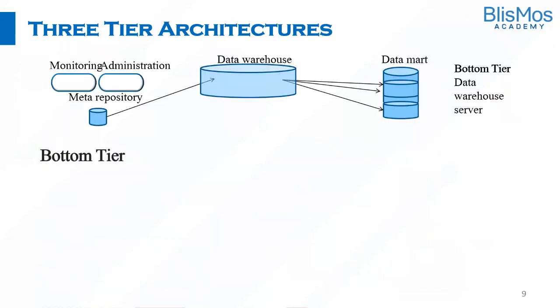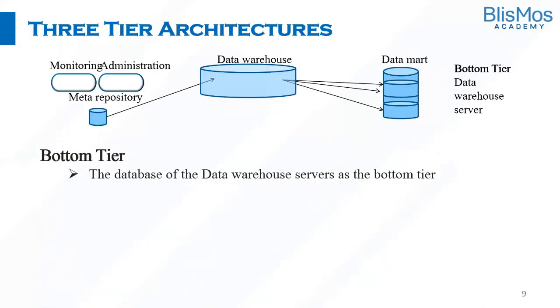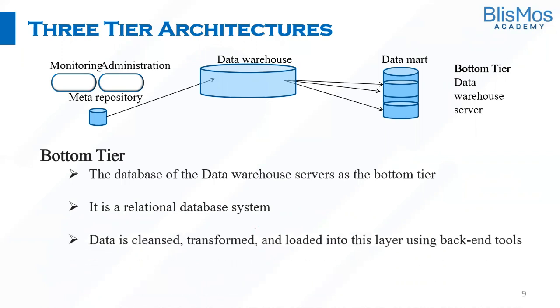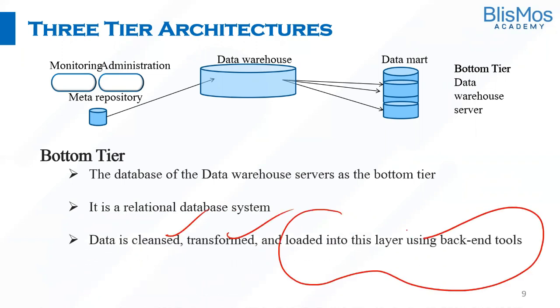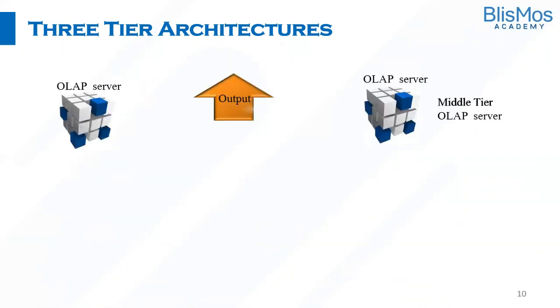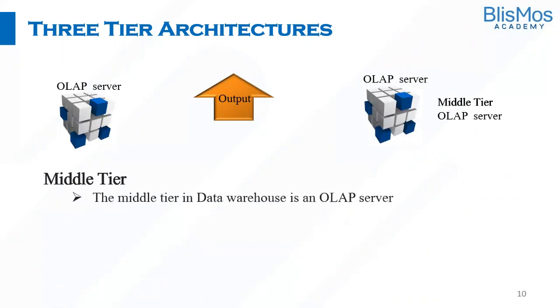In case of bottom tier, we have the data in the data warehouse servers. Obviously, the data warehouse is a relational database system. Here, the data is cleansed, transformed, and loaded into this layer by using ETL tools and backend tools. Then comes the middle tier. In the middle tier, there is an OLAP server.